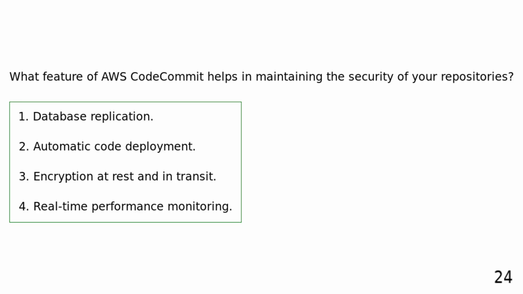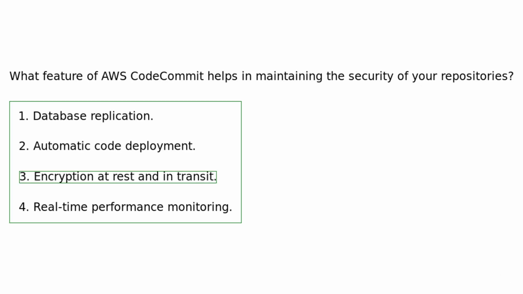What feature of AWS CodeCommit helps in maintaining the security of your repositories? Database replication. Automatic code deployment. Encryption at rest and in transit. Real-time performance monitoring. AWS CodeCommit ensures security by providing encryption for data at rest and in transit.